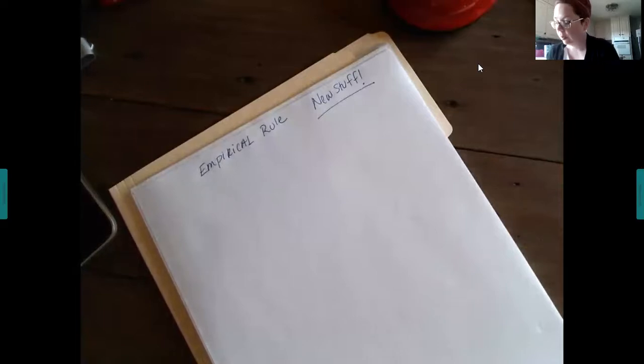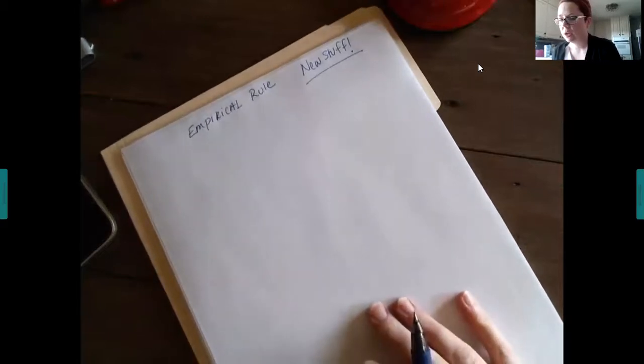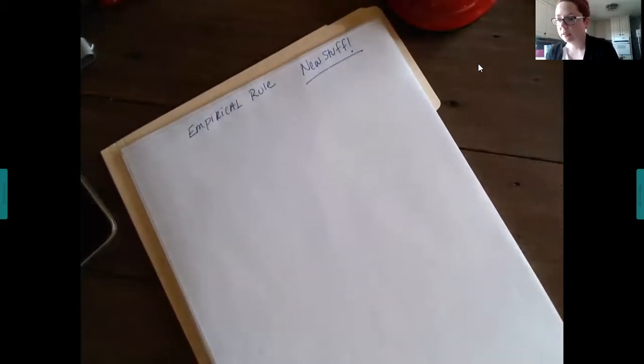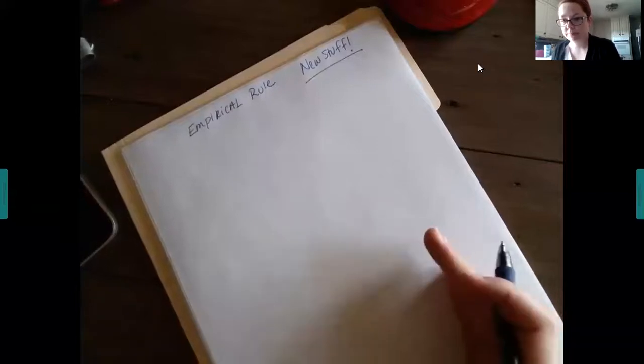So today we are going to look at new stuff. And the first new stuff we're going to look at is called the empirical rule. And what it is about is using a normal bell curve and finding probabilities that are already standardized.